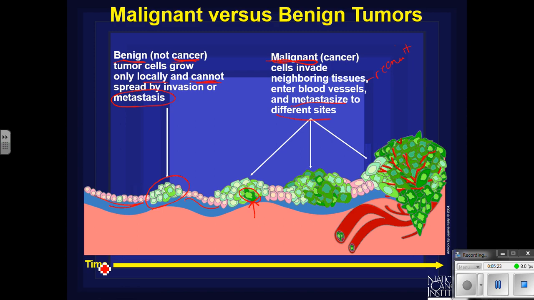And if you see this down here, this is also important, that over time, a benign tumor left untreated or not surgically removed could become a malignant tumor if you just add more mutations. So the DNA mutates and more mutations.